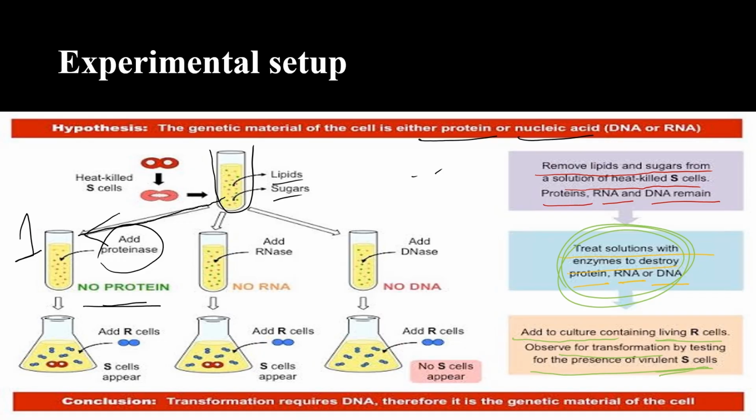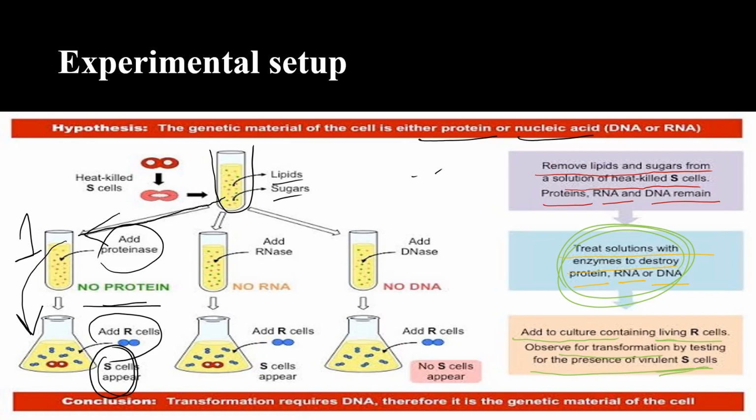Now they put this solution into a flask which had live R cells, and they observed that after some hours, live S cells appeared in this flask. What was there in the flask? There were live R cells, and there was DNA and RNA of the dead S cells, which was added from this test tube into this flask. So they thought that either DNA or RNA is carrying the information which transformed these live R cells into live S cells.